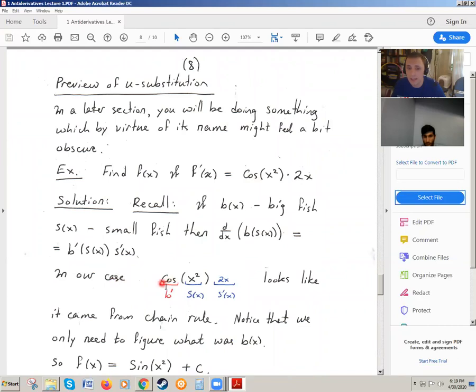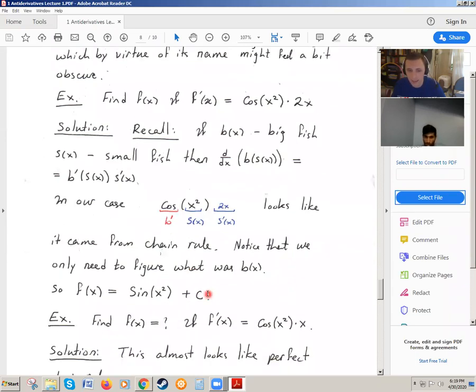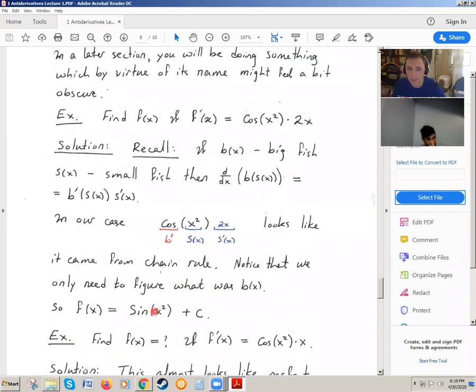So here is how I view this. In our case, the derivative cosine is the big fish differentiated, x squared is the small fish, and the derivative of x squared is the derivative of the small fish. And all I have to figure out is just the antiderivative of cosine here. And as Alexandra correctly mentioned, this is simply sine x squared plus a c. The constant you just had to indicate that it could be higher than sine x squared or lower than sine x squared.